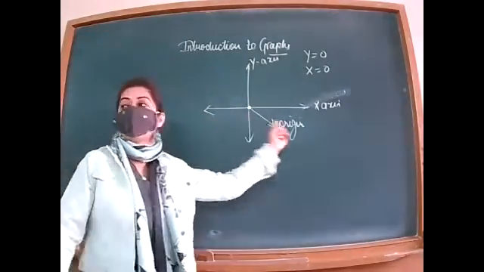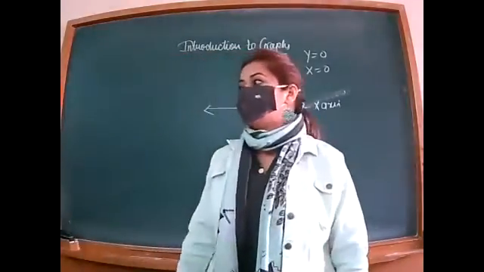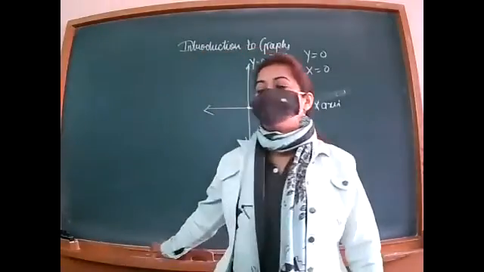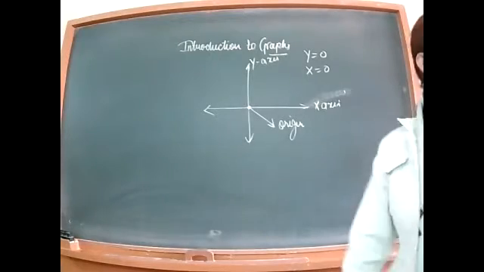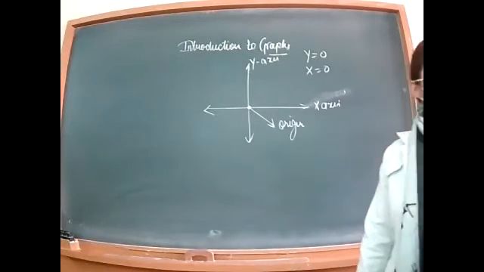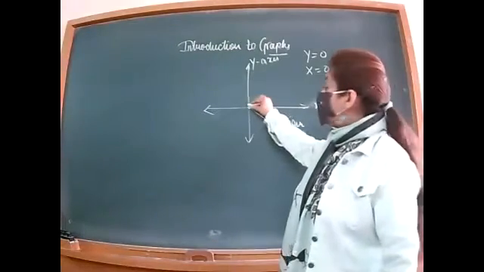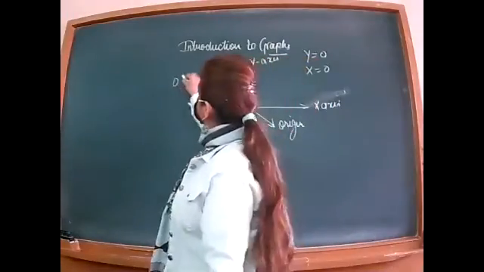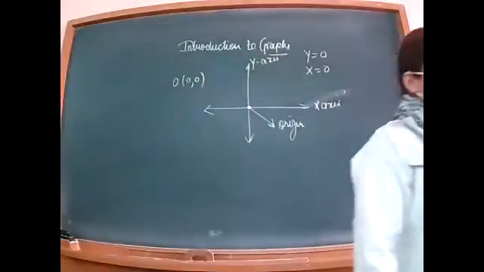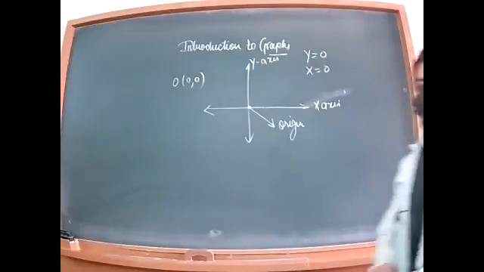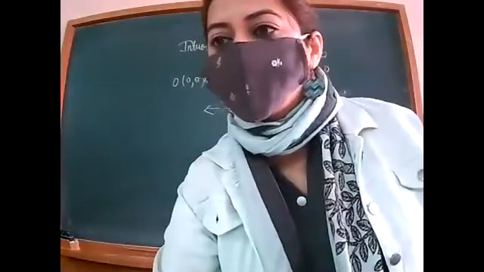Point of intersection of both the axes is called origin. What is the coordinate of origin? Coordinate of origin is 0, 0. Write down. Coordinate of origin is 0, 0.